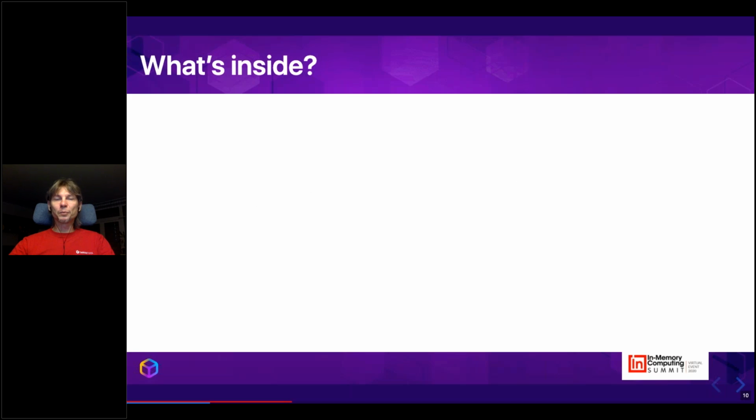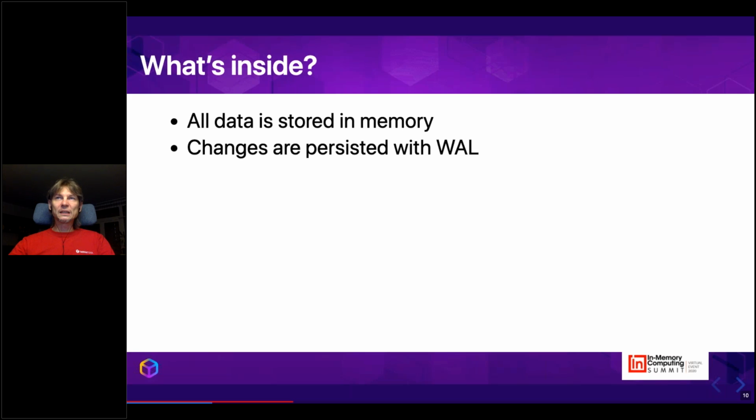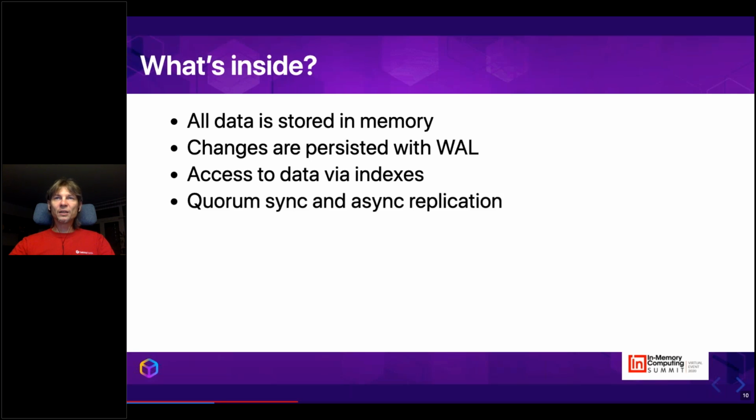Tarantool relies on the following principles. All data is stored in memory, but changes are persistent. It uses write-ahead logging for persistence. Access to data is similar to relational databases. There are various index types and kinds. There could be multiple composite indexes. They could be tree, hash, R-tree, or bitmap. Tarantool has built-in support for synchronous or asynchronous replication, which gives you choices for reliability or responsiveness. It also has flexible virtual sharding for scaling.